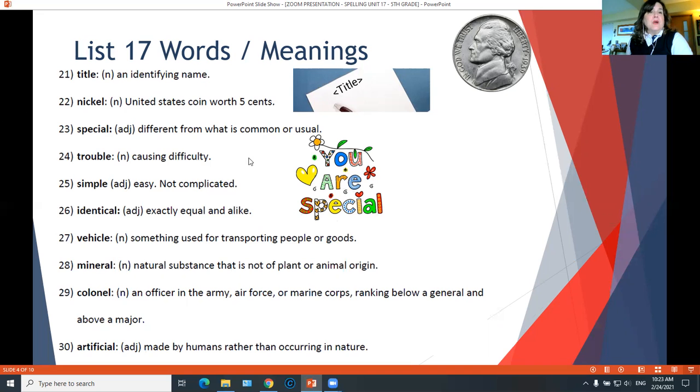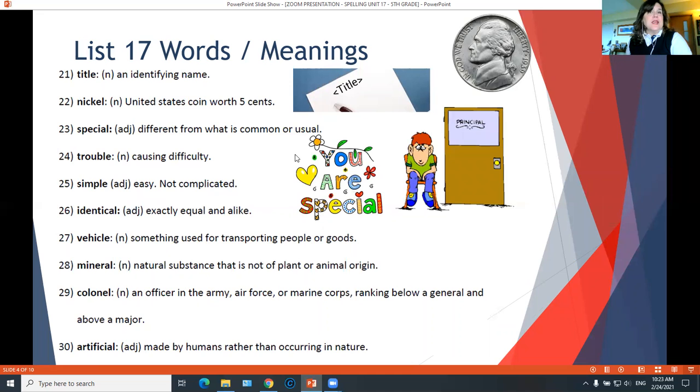Number 24, trouble. Trouble means causing difficulty. And if you get in trouble in school, you end up at the principal's office. So trouble is causing difficulty. This guy here, he is trouble. Simple. Simple means easy, not complicated. For example, here we can see a simple way to get from A to B, and below we see a complicated way to go from A to B. So simple is something that is easy.